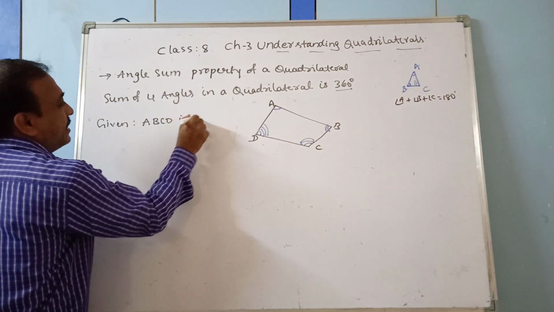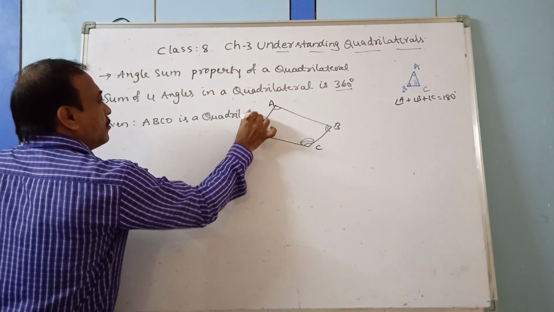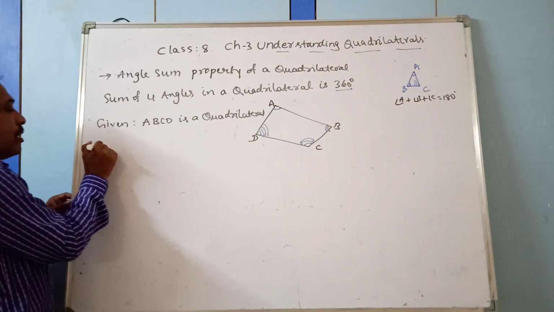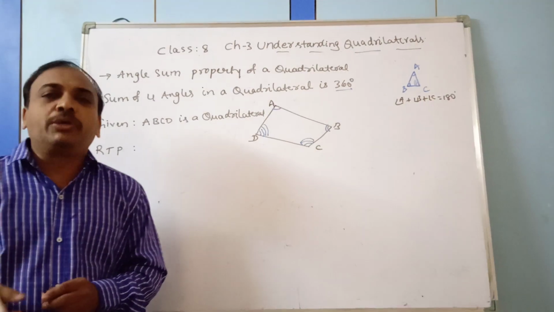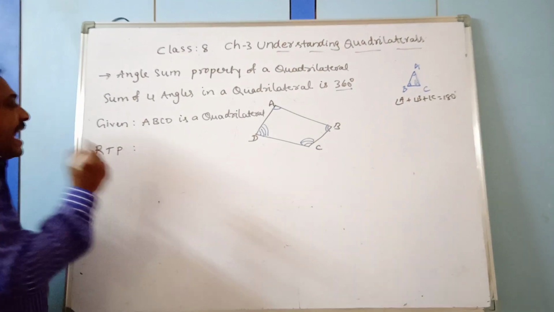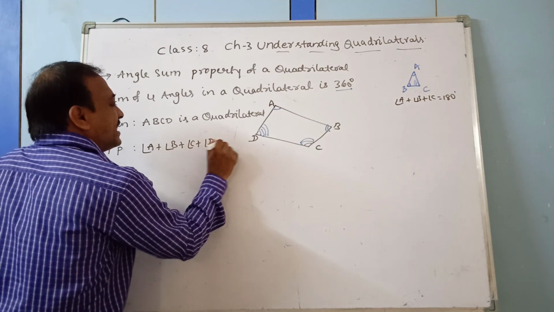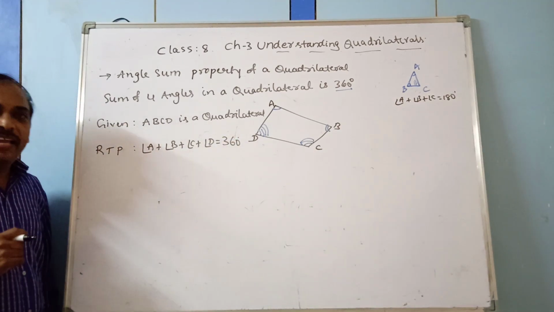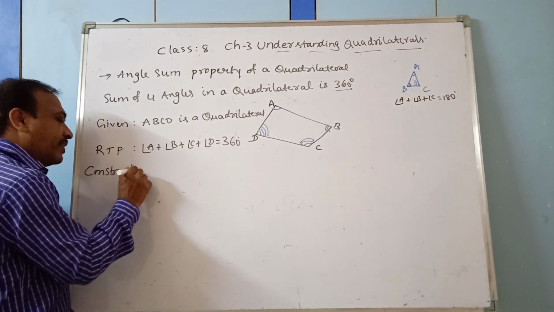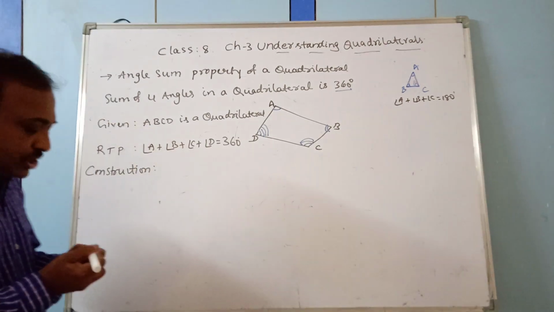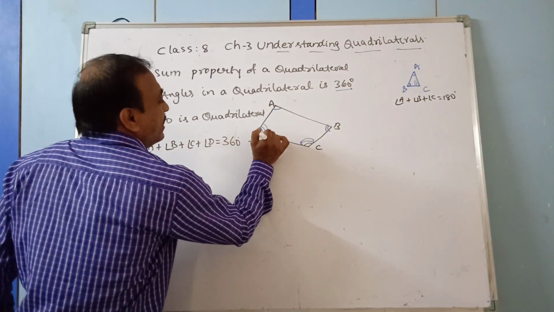Given: ABCD is a quadrilateral. Required to prove, RTP, which is the full form of required to prove: angle A plus angle B plus angle C plus angle D is equal to 360 degrees. Then, for that, what do we do? Construction. Construction means join the diagonal, any one diagonal. So I am just making this diagonal.